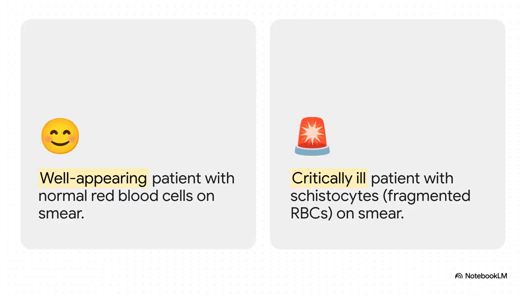I want to pause on this one because this distinction can literally save someone's life. A patient with ITP, even with a crazy low platelet count, can walk in feeling totally fine. But a patient with a TMA like TTP is usually critically ill. They are sick. And the single biggest clue to tell them apart is right there on the blood smear. If you see schistocytes, you need to stop thinking ITP and start making some very urgent phone calls.